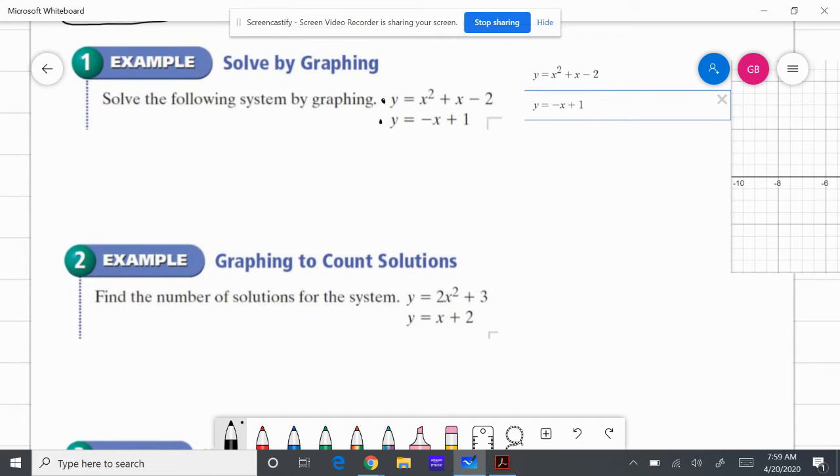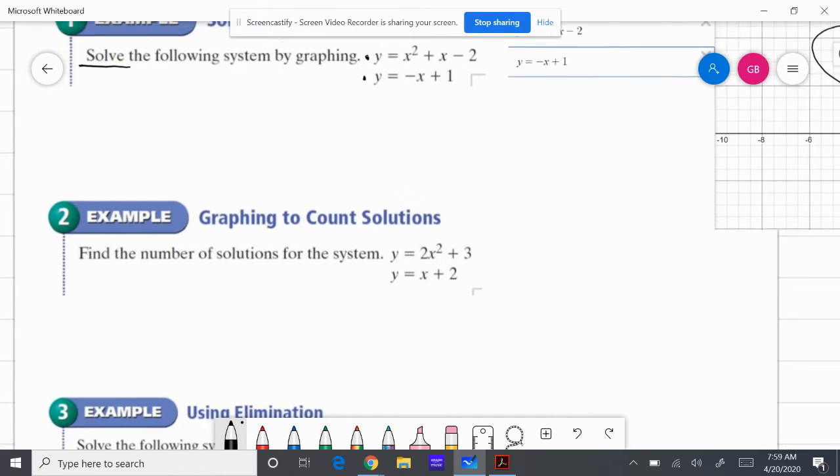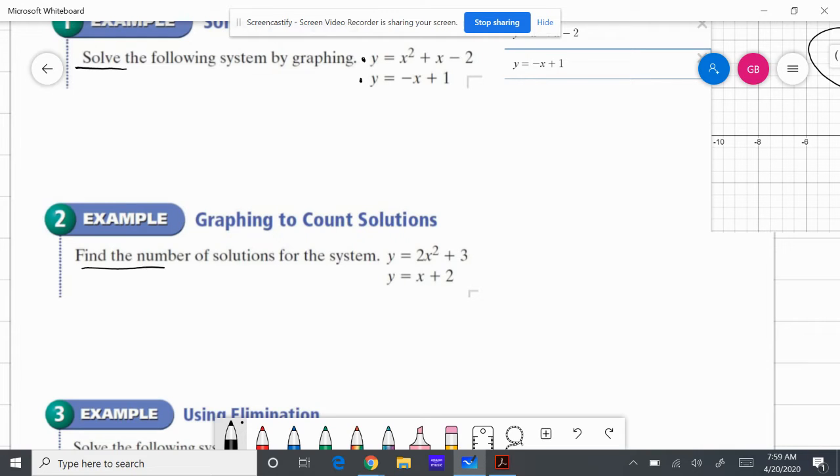Example 2. Graphing to count solutions. Find the number of solutions for the system. So the directions are slightly different. Number one says to solve, so I had to provide the solutions. The second example is just to find the number of solutions, so just how many.